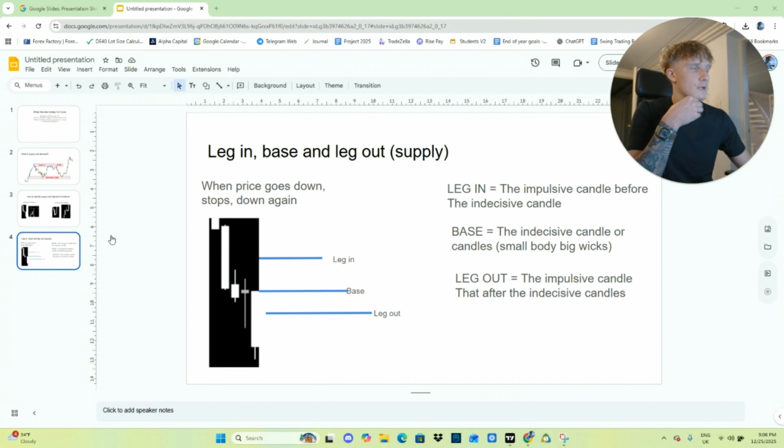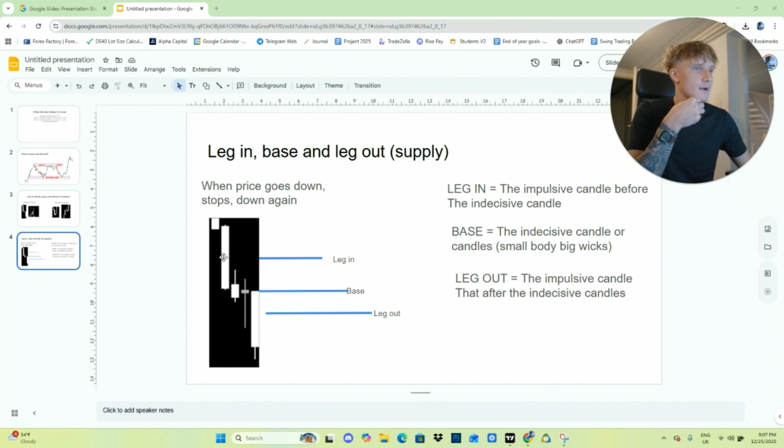Okay. Now, just quickly for anyone who isn't familiar with the terms impulsive and indecisive. An impulsive candle is quite easy to identify, but it's essentially a candle like this, right? A very big candle, but the most important thing is actually the body to wick ratio. If we take a look at the wicks on this candle, they're almost non-existent. And what that shows us is very clear volume.